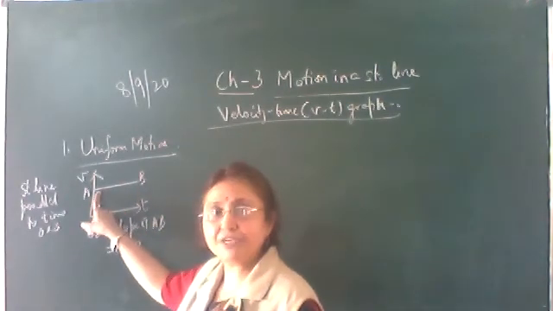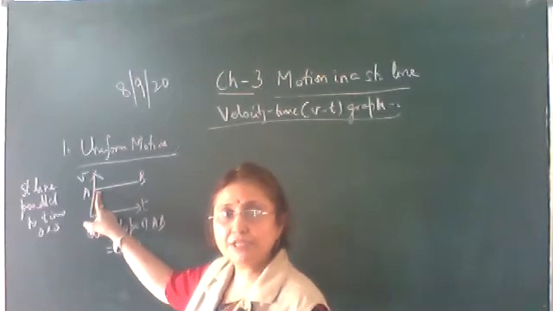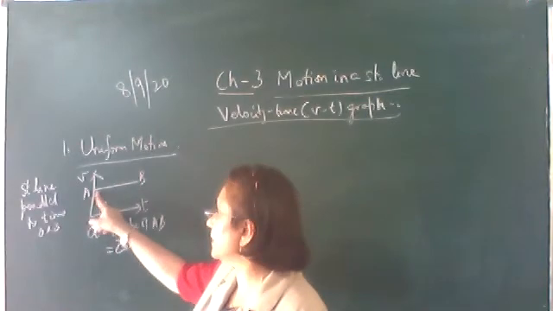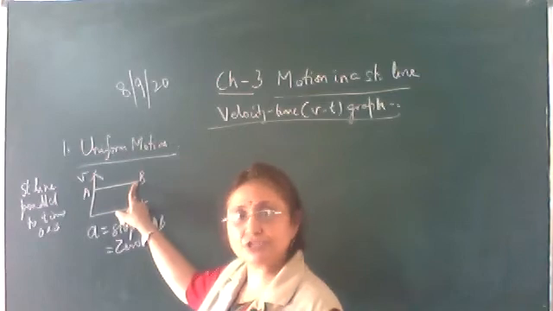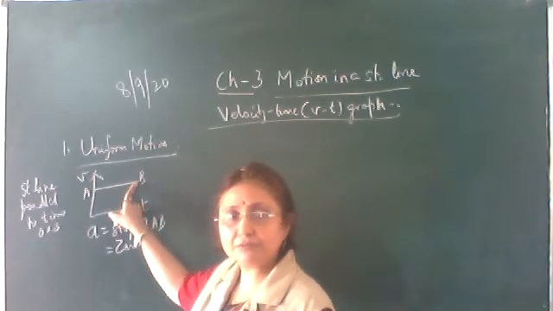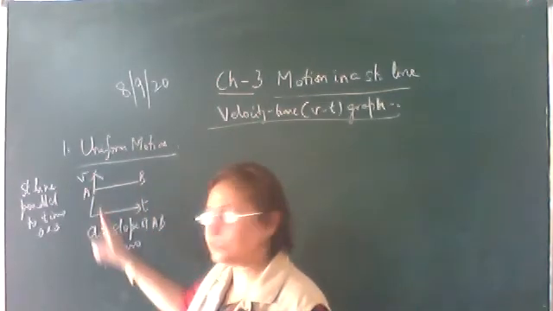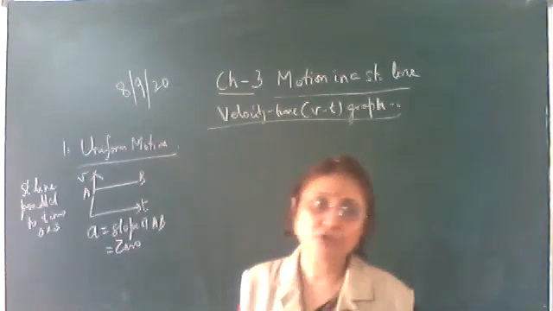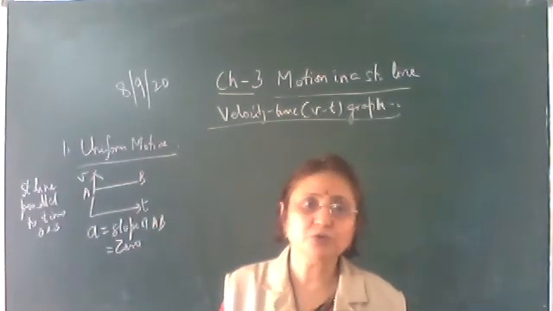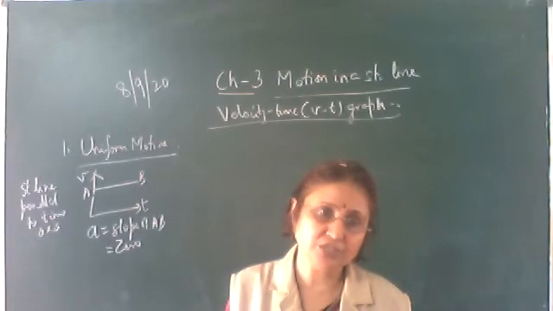The body is moving with 20 kilometer per hour. Initial velocity 20 kilometer per hour. Final velocity also 20 kilometer per hour. So V minus U is 0. So the acceleration is 0. So for uniform motion, the acceleration is 0.